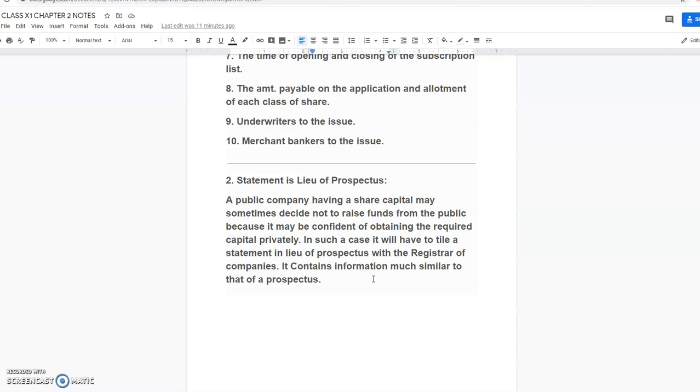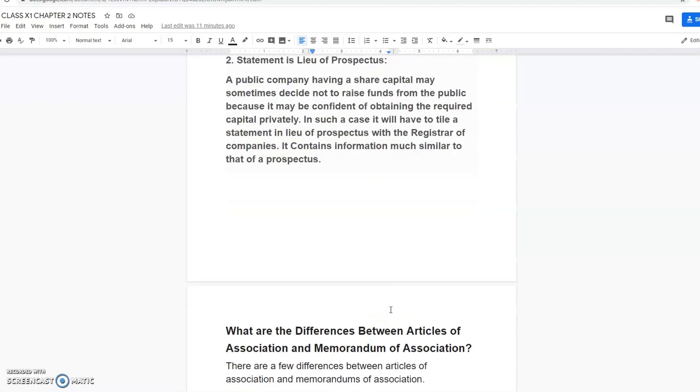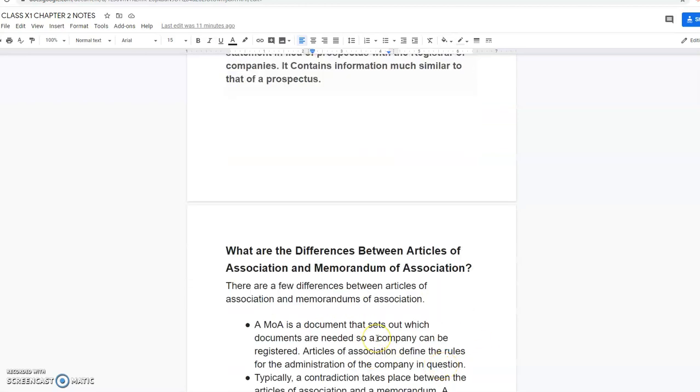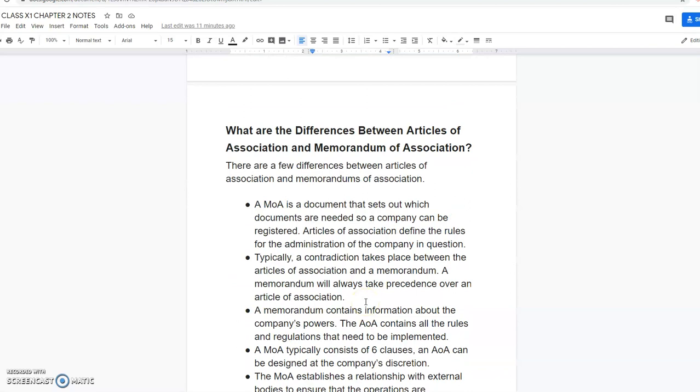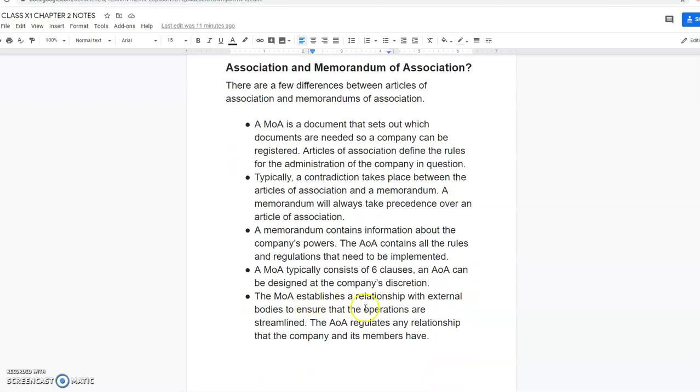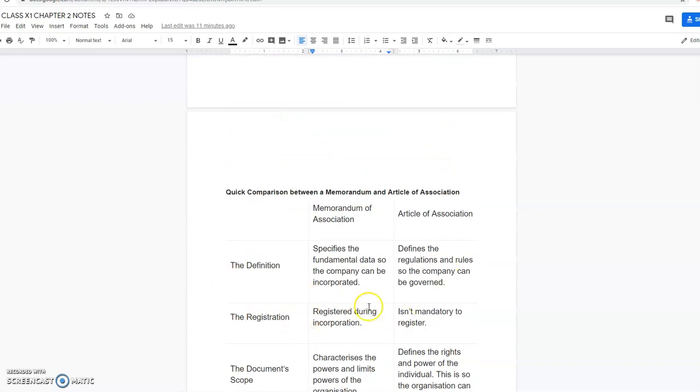A very important question asked in exams is: what is the difference between the articles of association and the memorandum of association? I have told you earlier what the major difference is. What is the memorandum of association? This is the main document for the external world, and what are the articles of association? These contain all the rules and regulations required for the inside working of the company. So we can do it with the help of this comparative data.